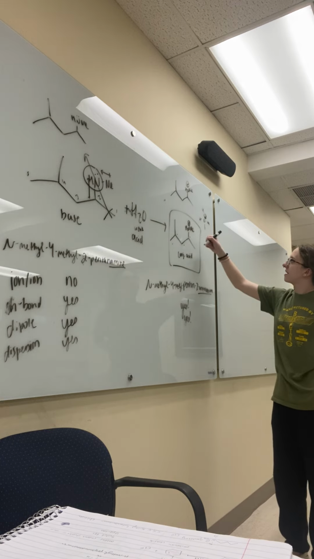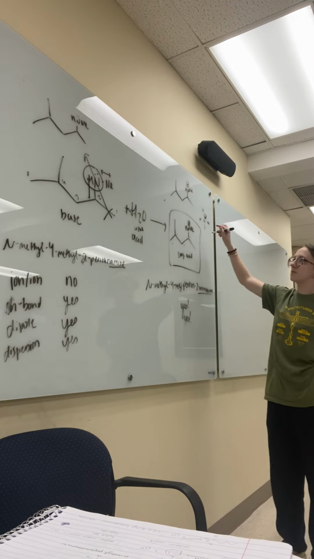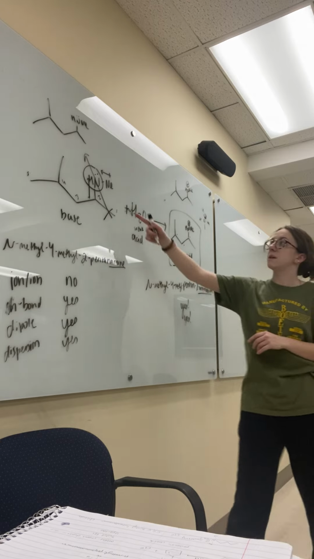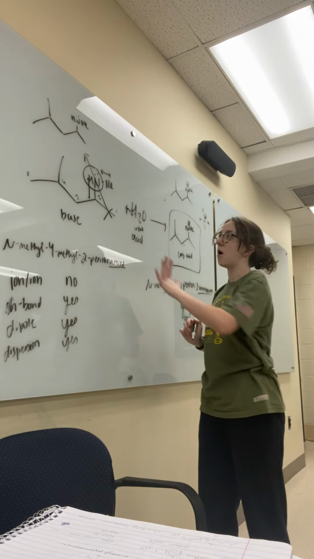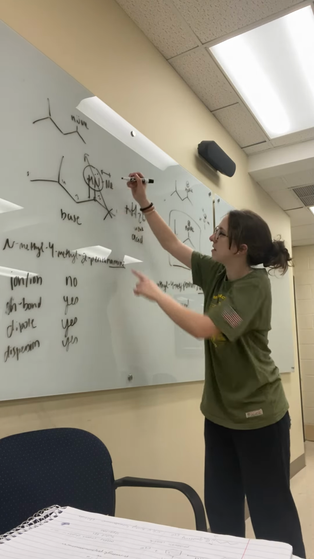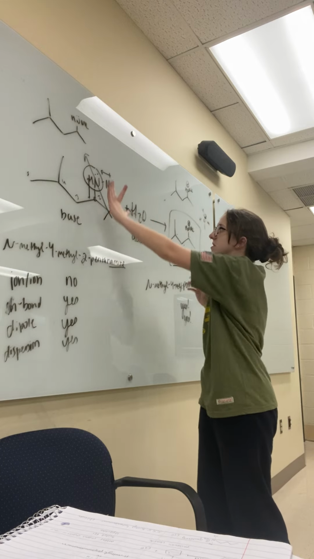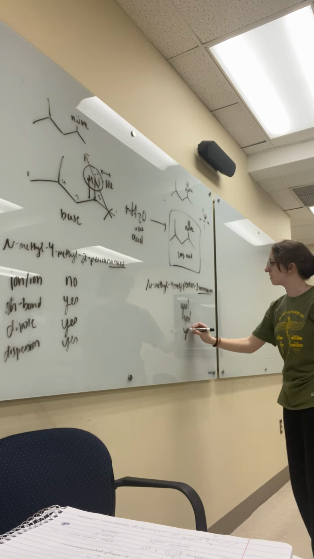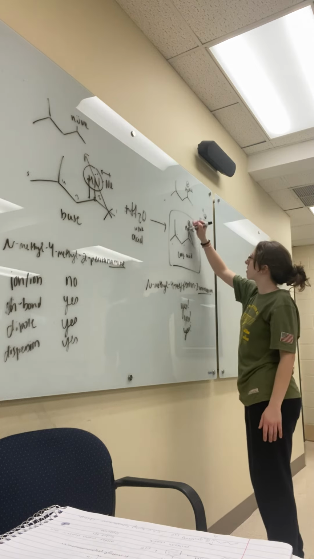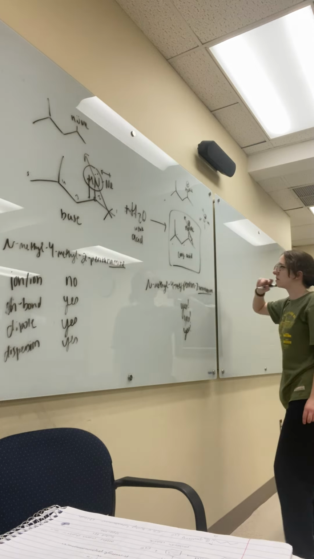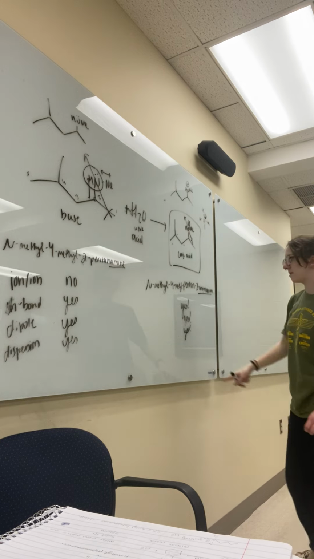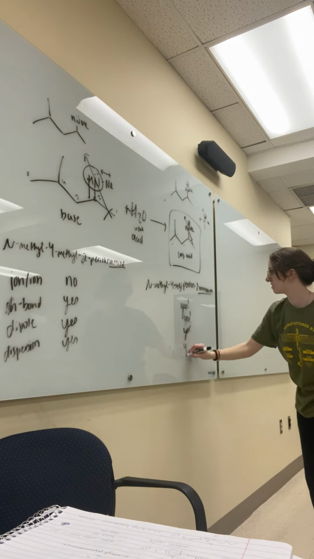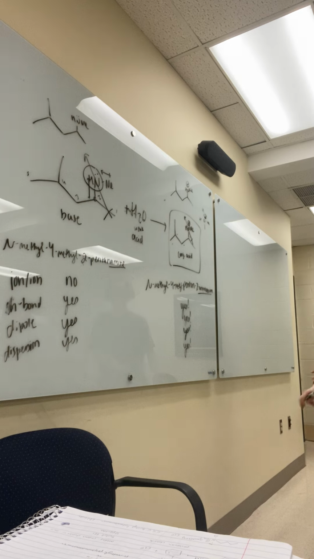Dipole-dipole, again, the polarity. I didn't draw this molecule completely out, but it'd be similar to this. The carbon-nitrogen bond is going to be pointing towards the nitrogen, the methyl pointing towards the nitrogen, so yes. And the polarity would go through the molecule like that. And then, dispersion forces, yes.